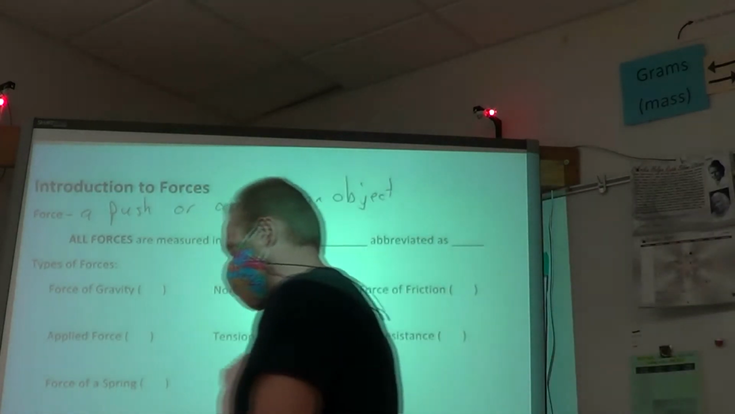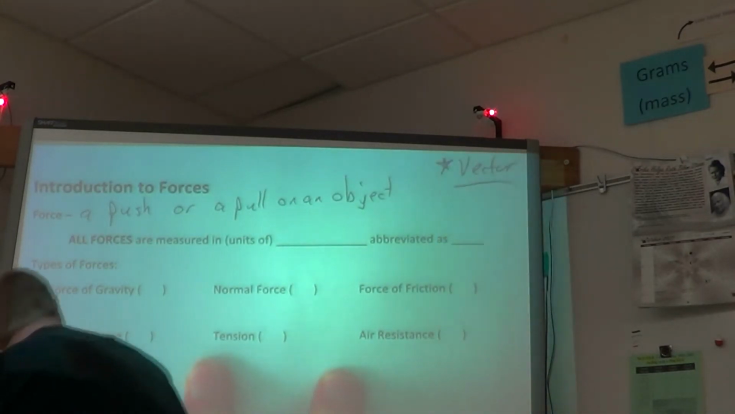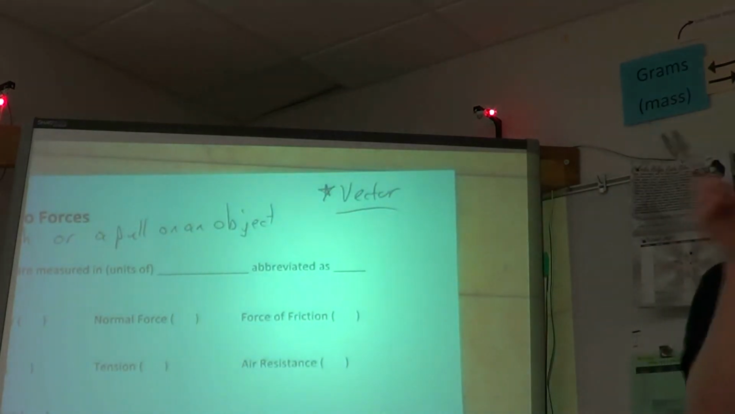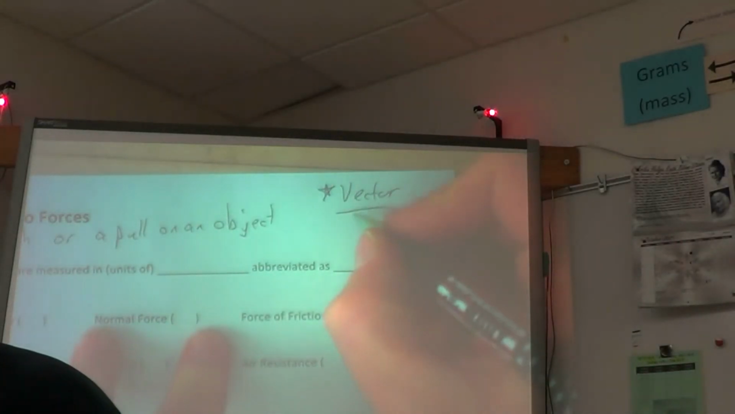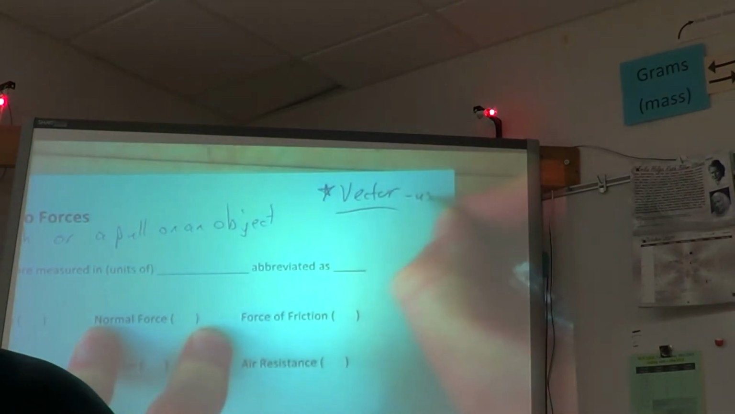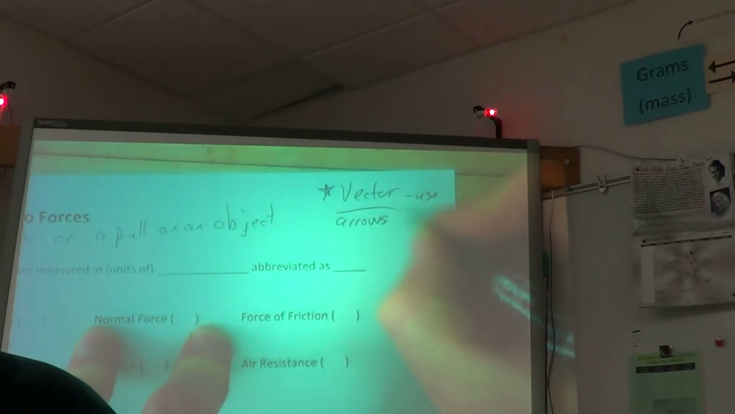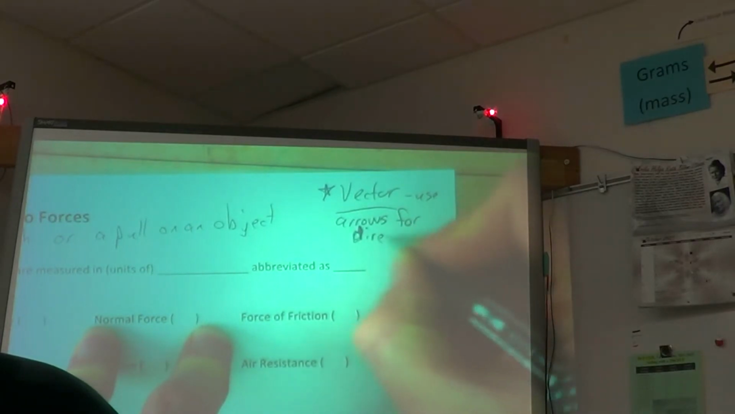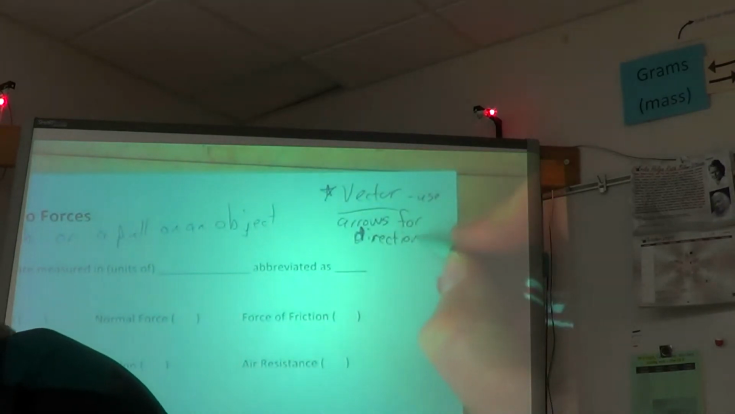A force is a vector quantity. And remember, a vector comes with both direction and magnitude, both pieces. So it has both a number and a direction associated with it. When we talk about these, we use arrows to represent the directions. We don't use positives and negatives for directions in forces.